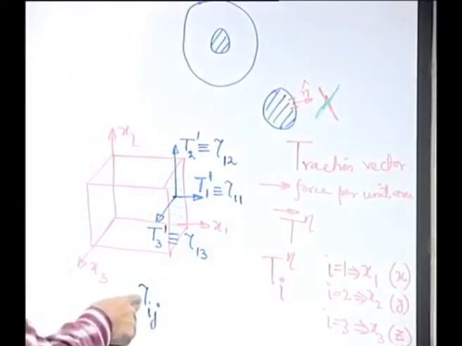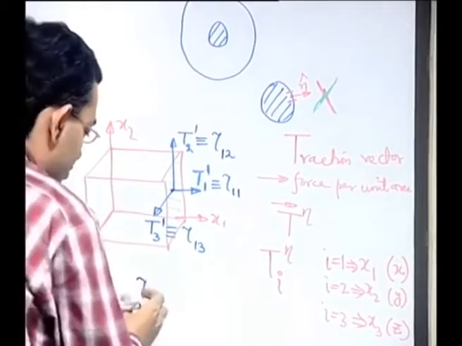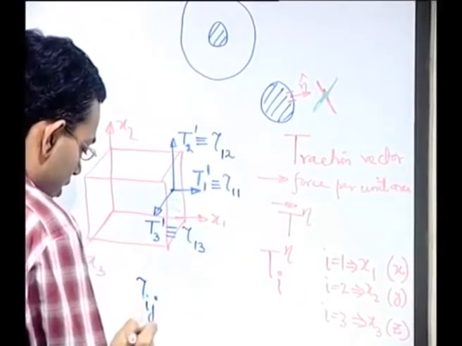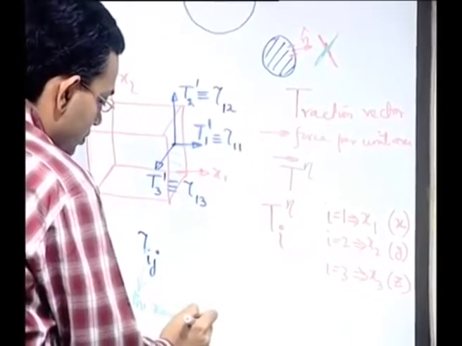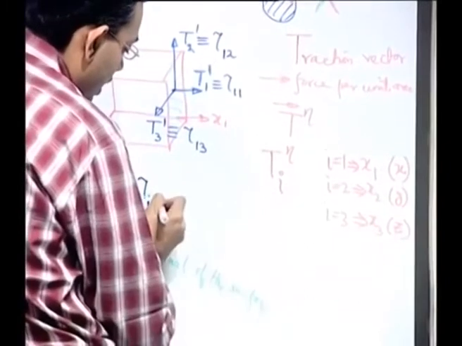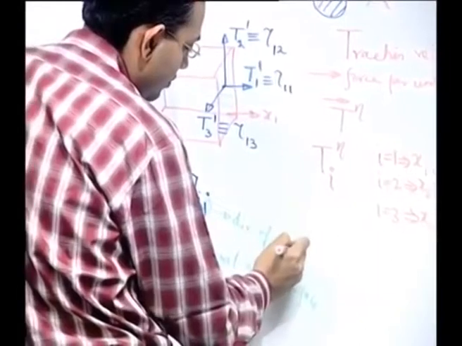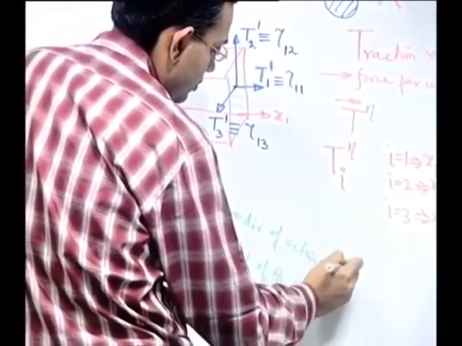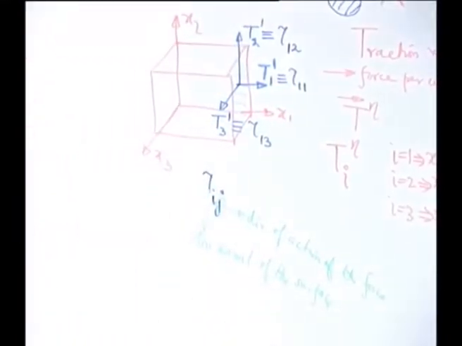So we write tau ij, where what is I? Direction normal of the surface, and what is j? Direction of action of the force itself. Remember, this is described as force per unit area. So all these are expressed in terms of per unit area.